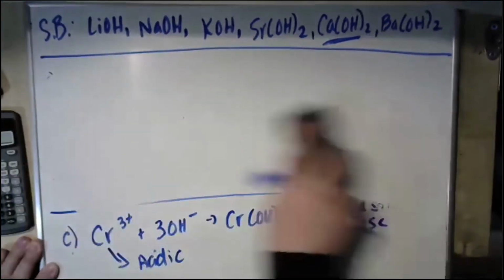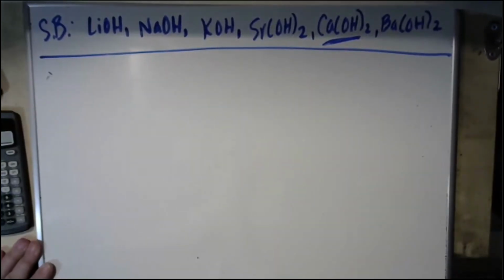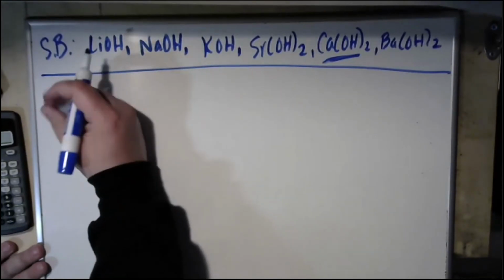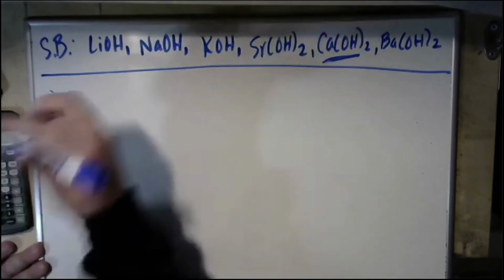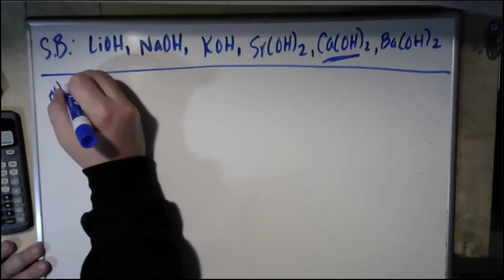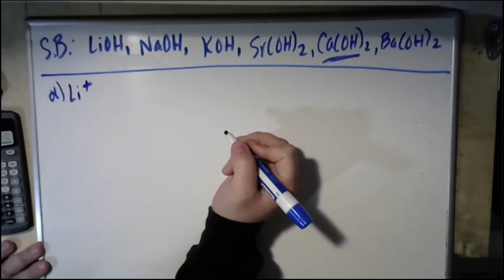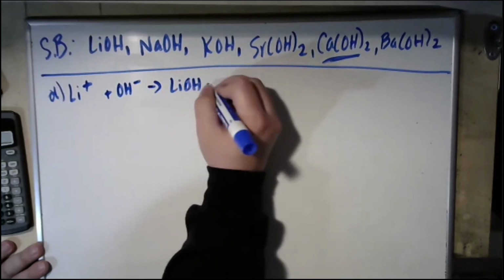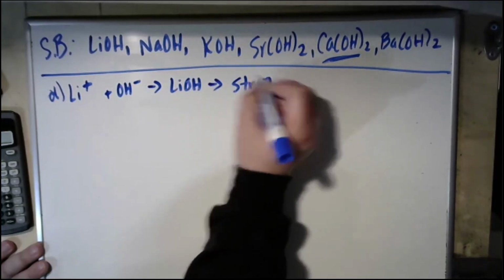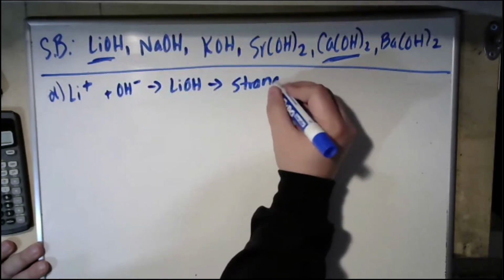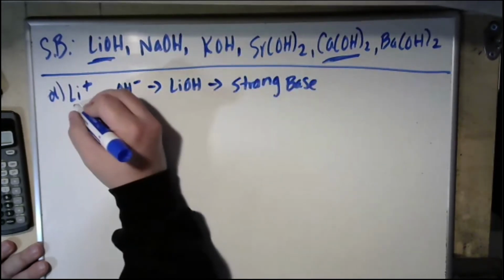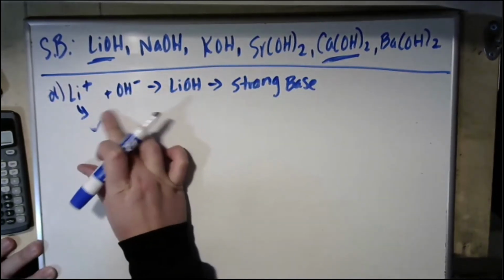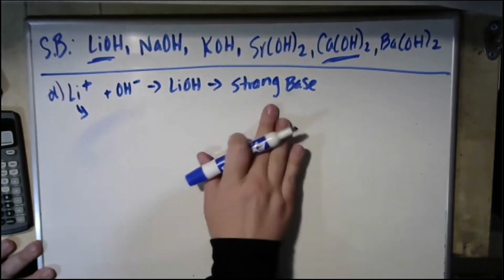Okay, and 3 more examples. Okay, for Li plus, right, if I add an OH minus to that, I'm going to form lithium hydroxide. Lithium hydroxide is a strong base. And that means its counter ion is acidic. Oh, just kidding, guys. Counter ions of strong bases are neutral.